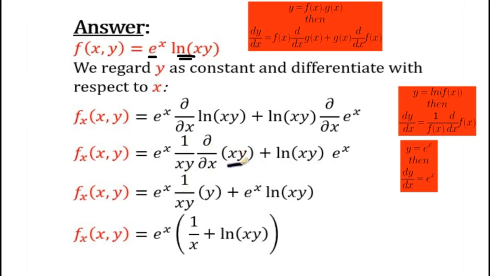Now we want to take the derivative of this function with respect to x. So the derivative of x is 1 and y is a constant, so 1 times y is y. So the derivative of xy with respect to x is y, plus e raised to power x natural log of xy. Now we see that y cancels with y. Now e raised to power x is common, so e raised to power x times (1 over x plus natural log of xy). So this is the first derivative of f of xy with respect to x.